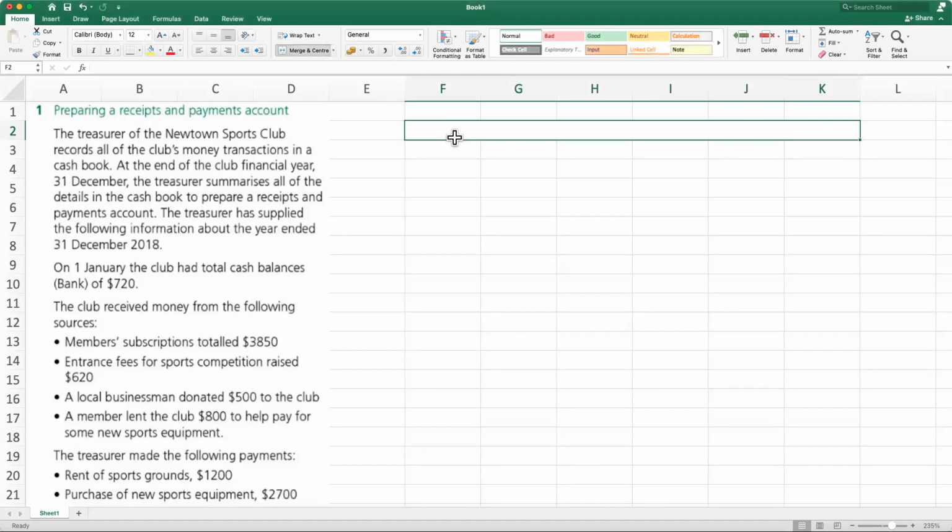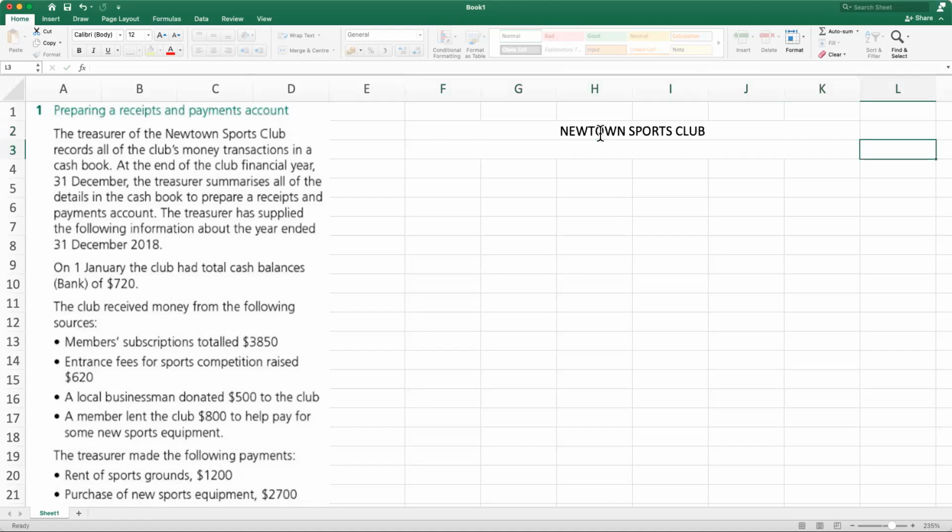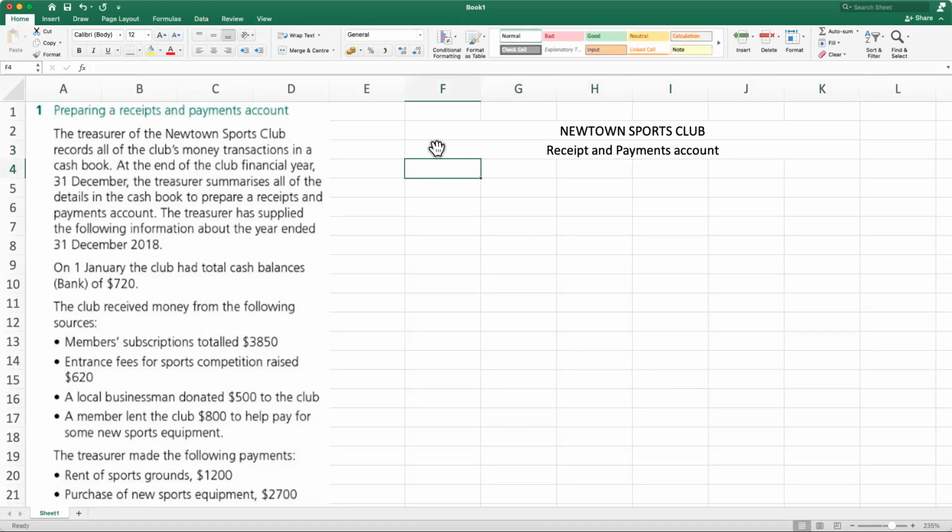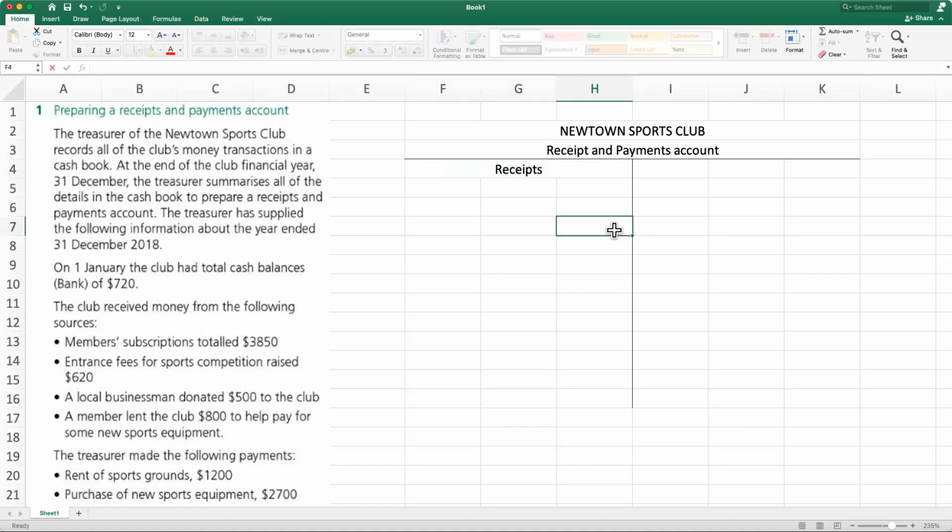So let's just merge this. Merge this. So just put the name of the company. And then we have our receipt and payment. So this one, underline here and draw lines down here. Everything on the right here will be your debit side. You can call it your receipts. And over on the credit side here, you can call it your payments.